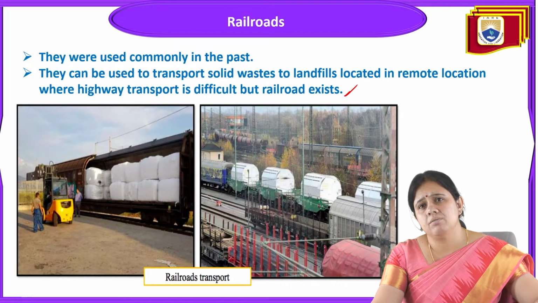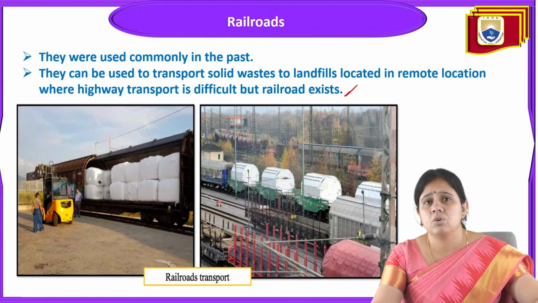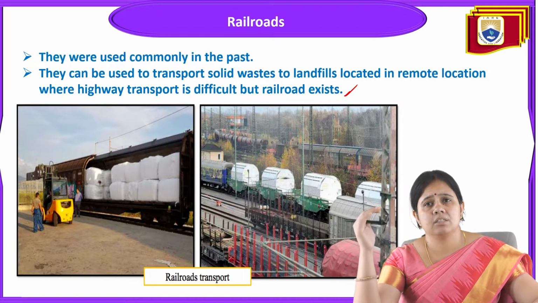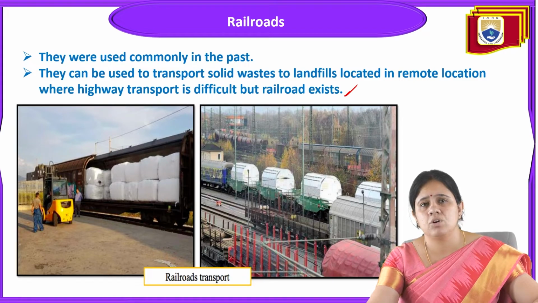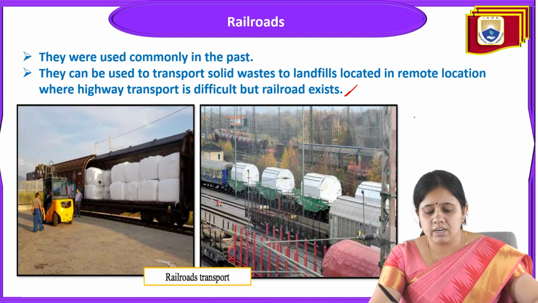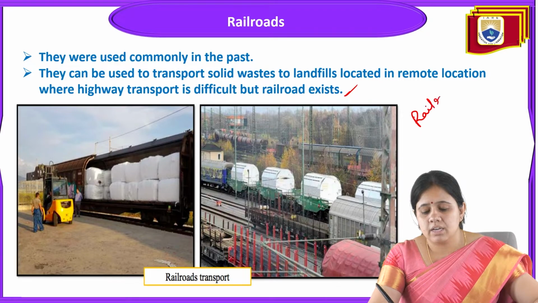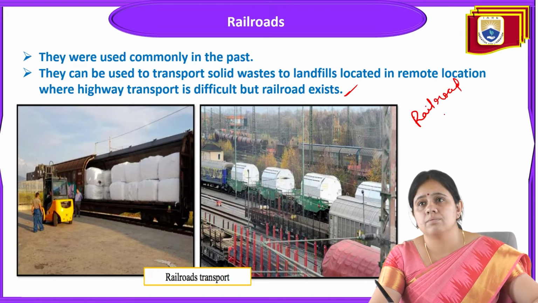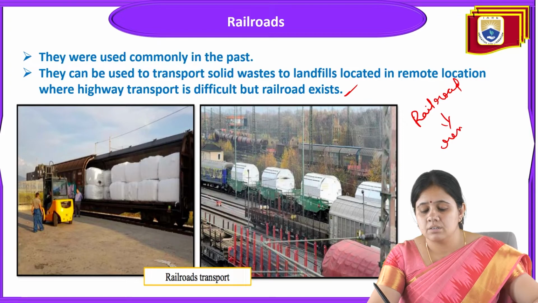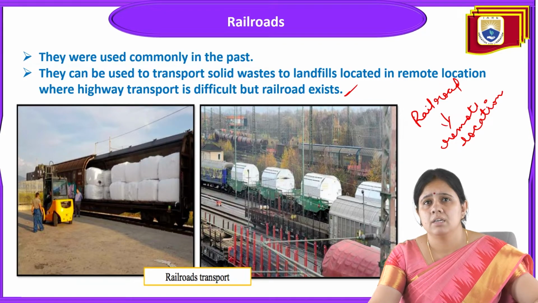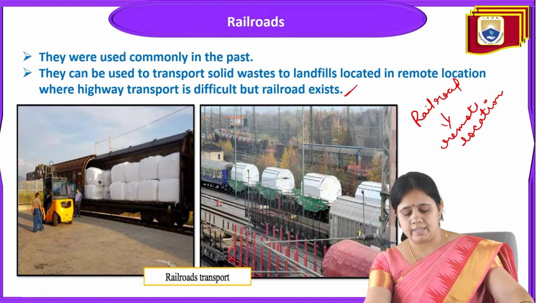In the past, when roadways were not that good, or if it was a very remote location, for that type of location the railroad was followed. So for the remote location, this railroad can be used to transport solid waste to landfill located in the remote location where highway transport is difficult, but railroad transport exists.